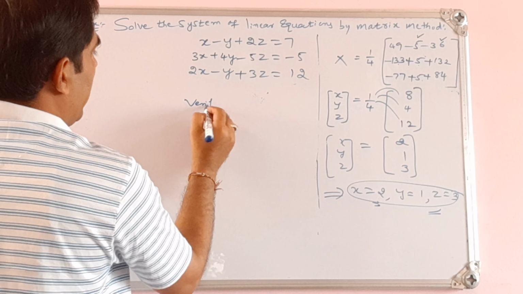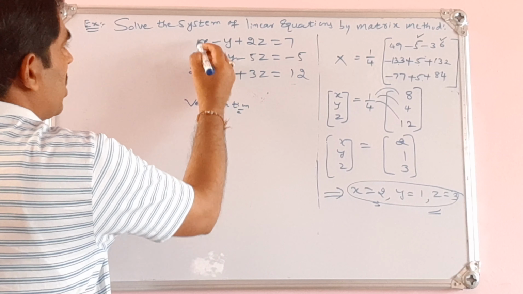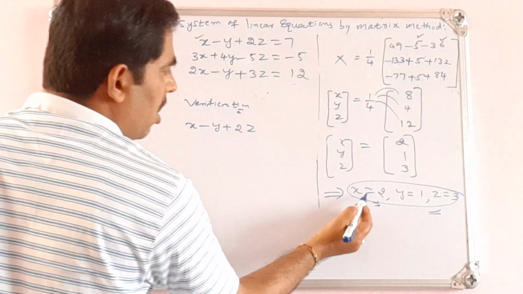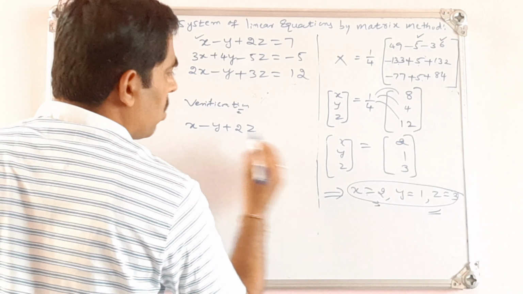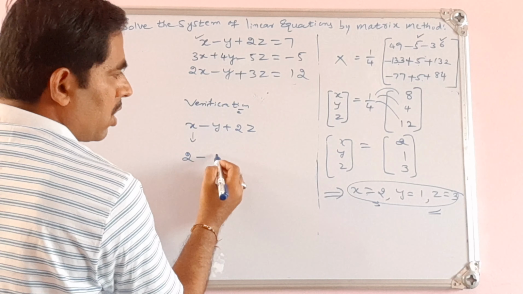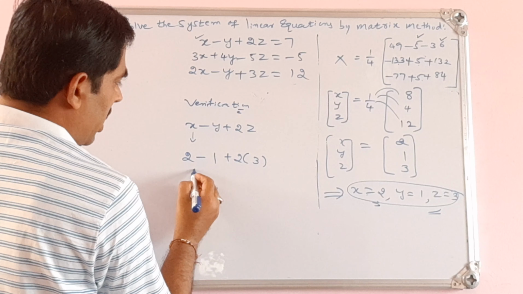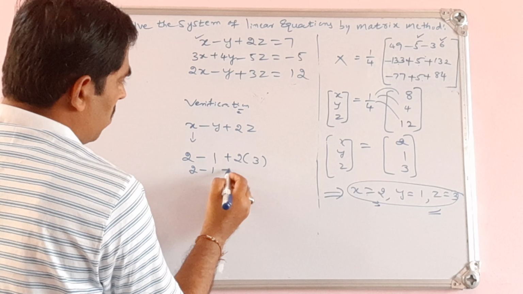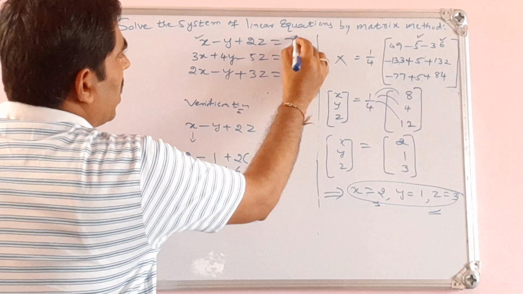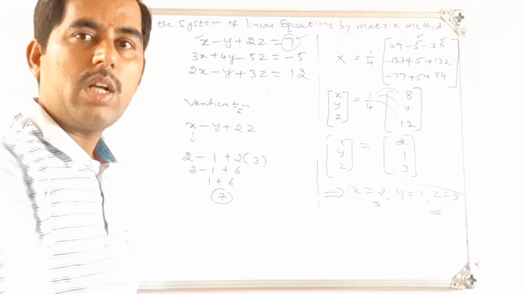So we can verify here. Okay, let us put these values in one of the equations. Let us consider the first one, x minus y plus 2z is equal to 7. So put x is equal to 2, y is equal to 1, z is equal to 3. Let us see what happens here. 2 minus 1 plus 2 into 3. See, 2 minus 1 plus 6. 2 minus 1 is 1, 1 plus 6, that is 7. On the right hand side we have 7. So our values 2, 1 and 3 satisfy the given equation.